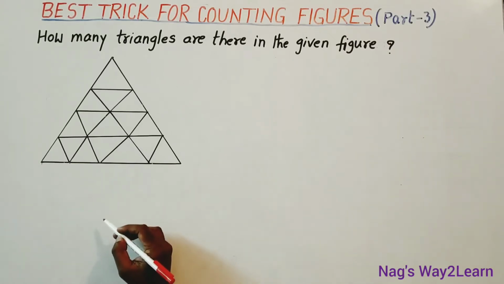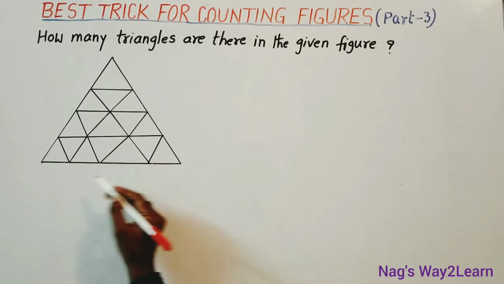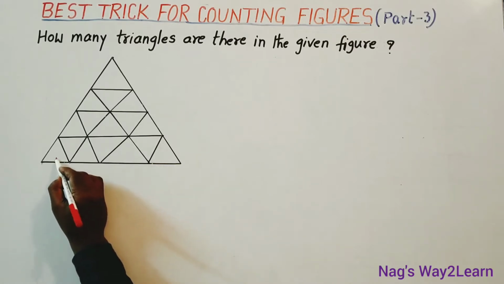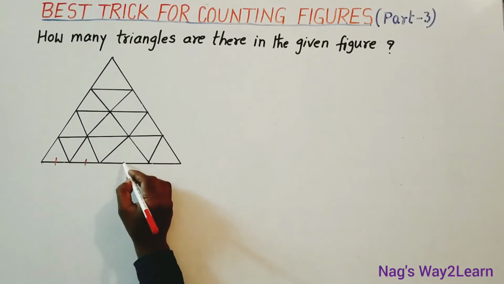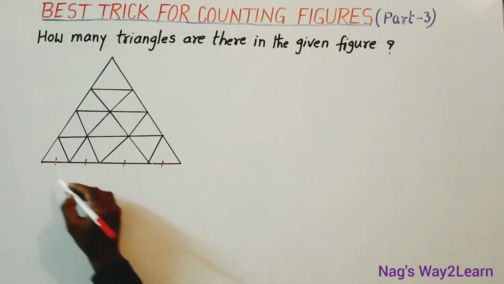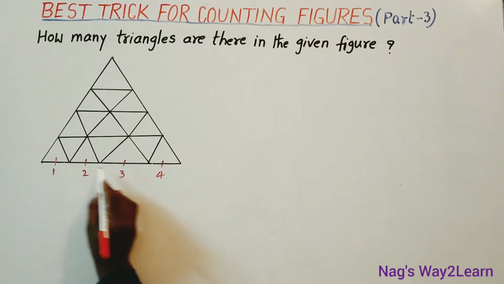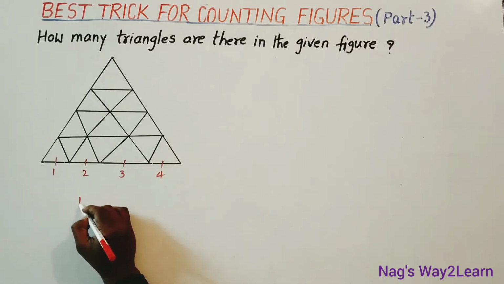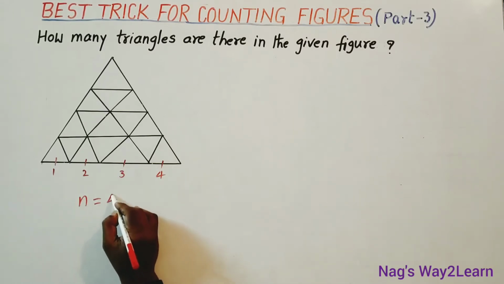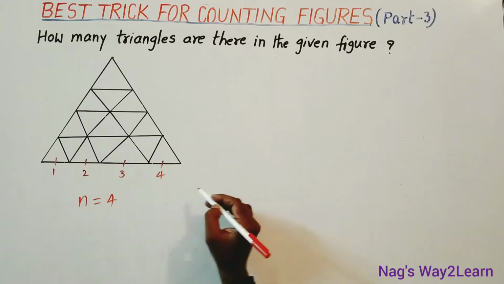To do the trick, you first count the number of parts here. This is 1, 2, 3, 4. 4 parts are there here. Now you take this 4 as n. n is equal to 4. Now you simply remember one simple formula.